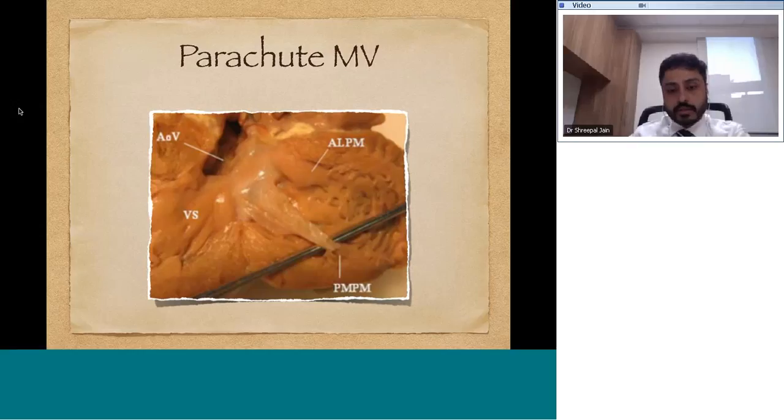So in this picture, you can see there is a predominant attachment of the chordae tendineae to the posteromedial papillary muscle. You can see the anterolateral papillary muscle, which is marked as ALPM, but which is displaced superiorly and located very close to the leaflets.